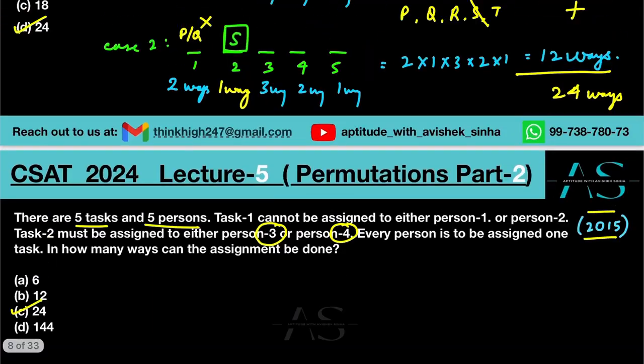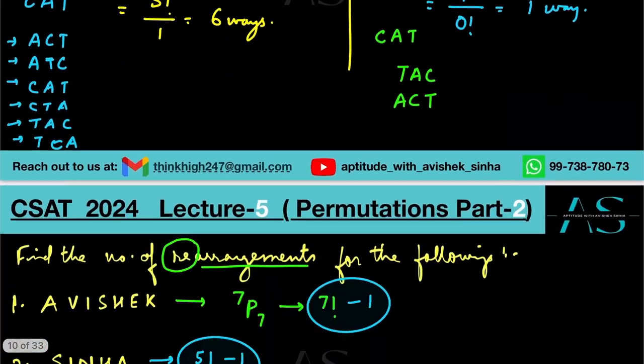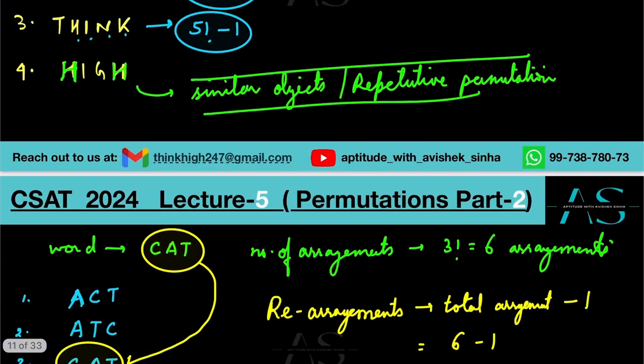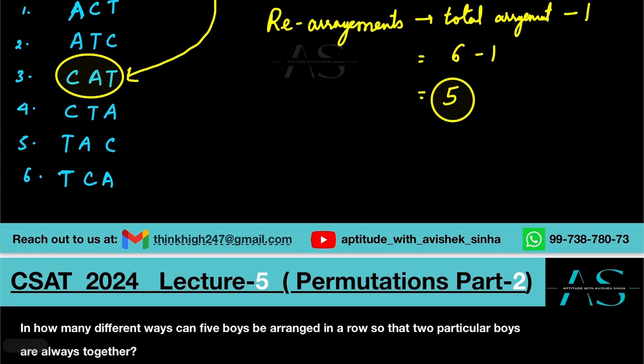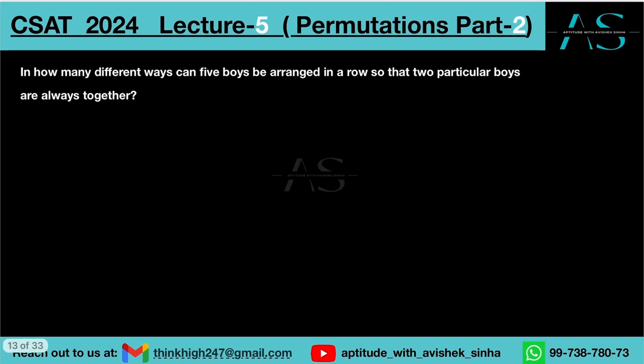I hope this is clear. Alright, now let's quickly talk about repetitive permutation, which is what we have left out as of now. We'll cover this, but since we are in a flow of solving questions, let's solve a few questions and then we can go back to the repetitive permutation part. No worries about it.